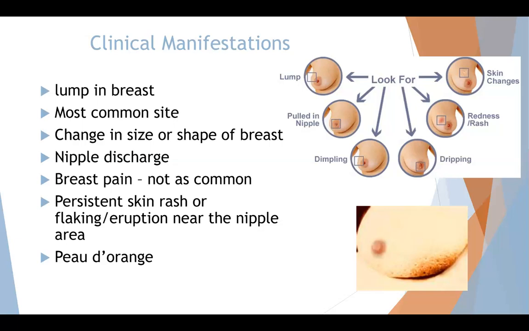Breast pain can be there. It is not very common to have breast pain with breast cancer. As you probably remember from last semester, with a lot of cancers, when you have pain, it is typically a later sign of cancer. Persistent rash, flaking, or eruption near the nipple area, or a sore that just doesn't want to heal, are also signs that could be breast cancer. And then if the breast tissue takes on a texture like an orange, they call that peau d'orange, just meaning that it is taking on that weird kind of texture.